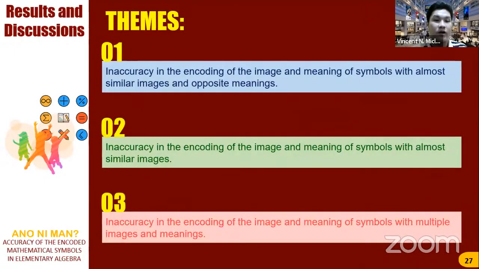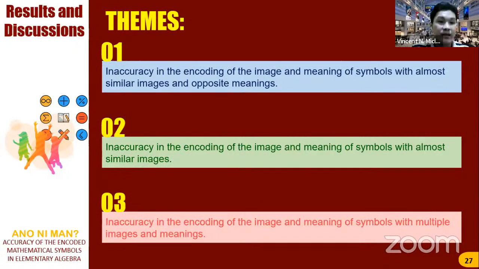Now for the themes, which are the product of our thematic analysis, we were able to identify 6 major themes. The first one is the inaccuracy in the encoding of image and meaning of symbols with almost similar images and opposite meanings. This is true for relational symbols, greater than or less than, as well as for symbols like equal and not equal to. They have almost similar images, yet opposite meanings, and from there, we recorded that inaccuracies can occur in this type of symbols.